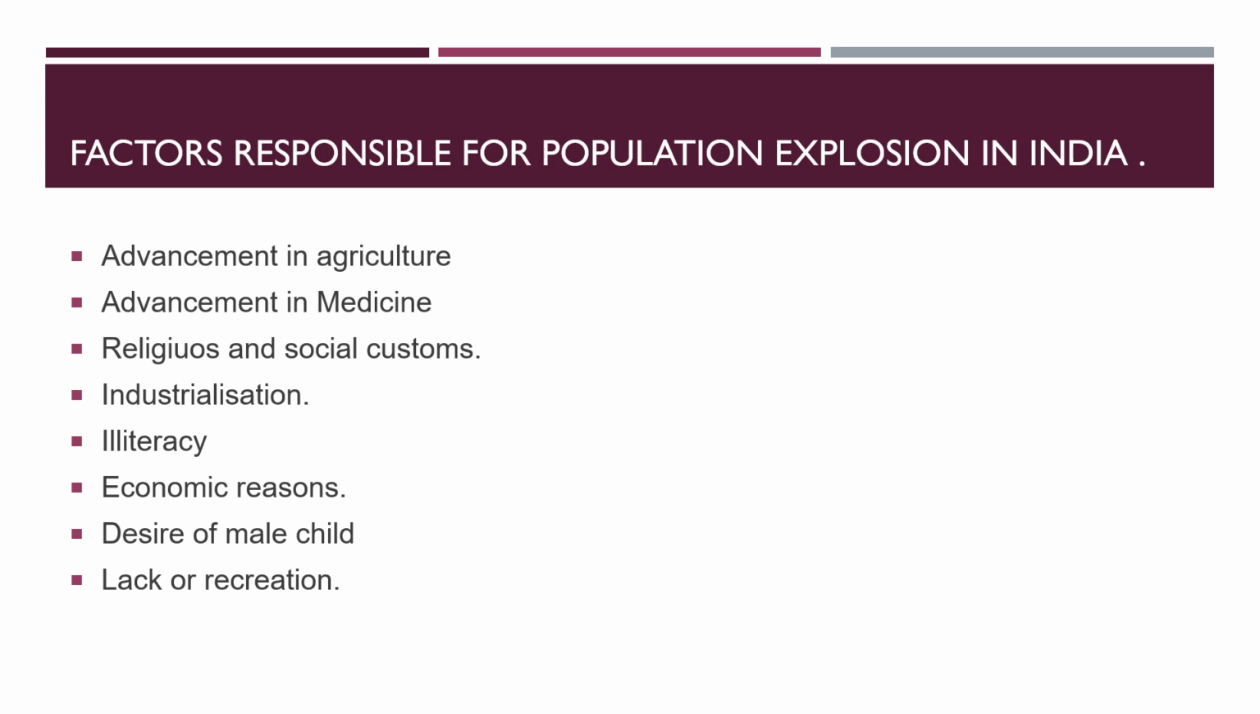The first one is the advancement in agriculture. How is this advancement in agriculture leading to population explosion in India? This has helped a lot, the availability of food has increased, and so there is less starvation and malnutrition. So food availability has increased, and starvation and malnutrition have reduced. For that, this advancement in agriculture is also a factor for the rise or population explosion in India.